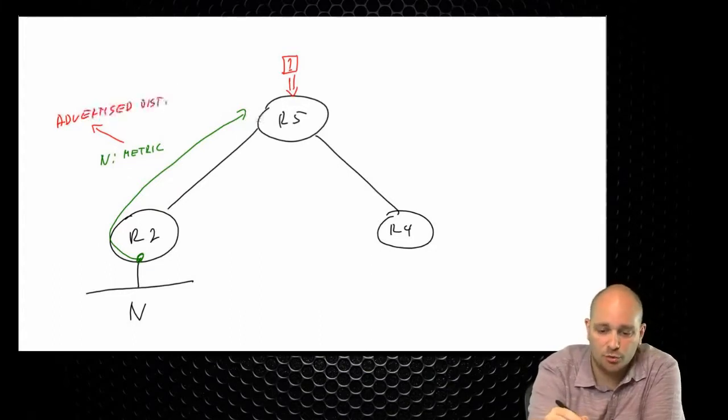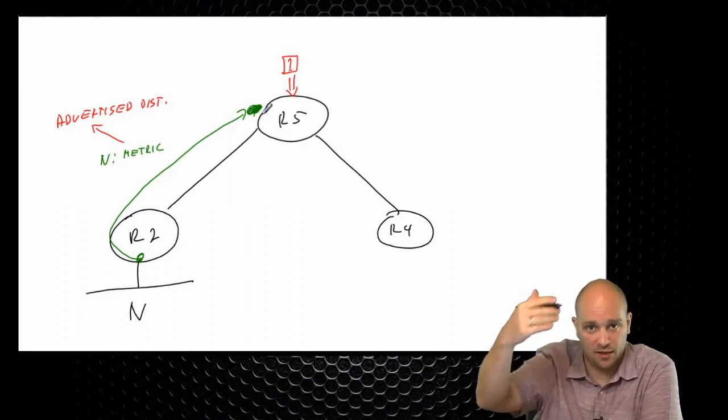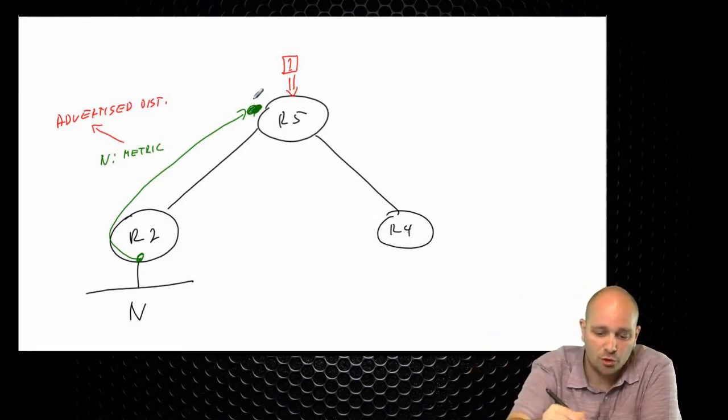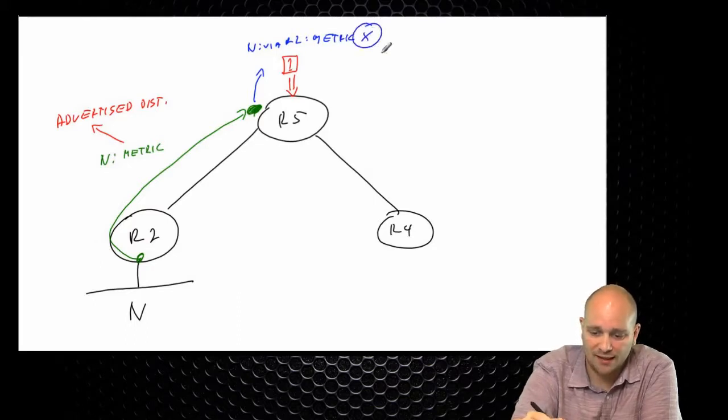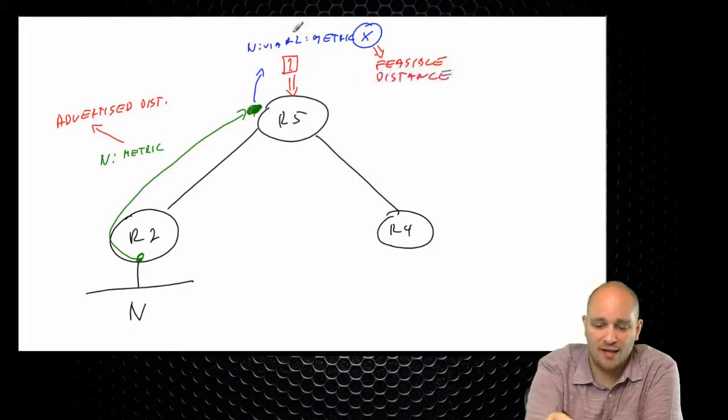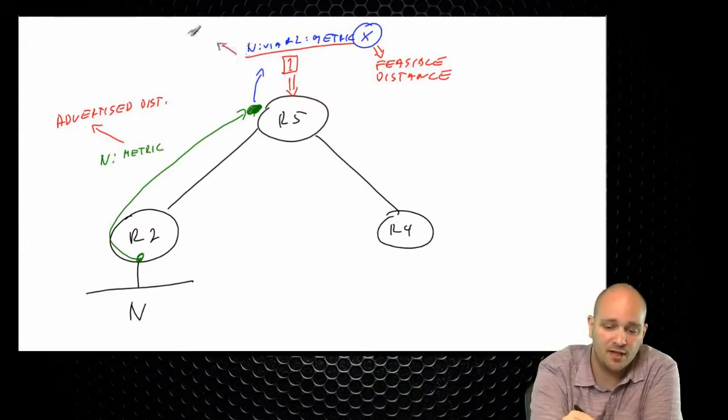Now, R5 is going to take this route and it's going to go through the bandwidth, reliability, delay, load, whatever else it needs to do, and it's going to calculate and inject in its routing table route network N through R2 with metric X. Now, this metric X from R5's perspective is what we call feasible distance. So this is the best route, and this route as injected into the routing table from R5's perspective is called successor.